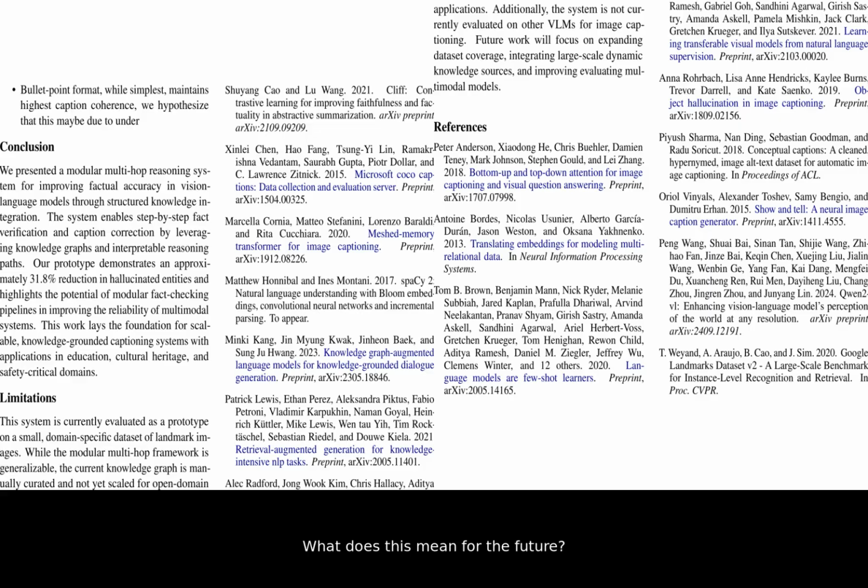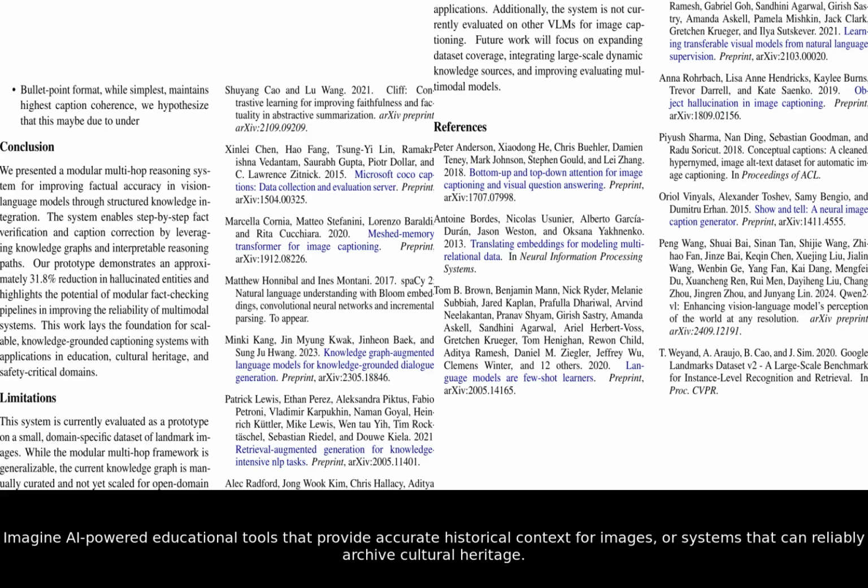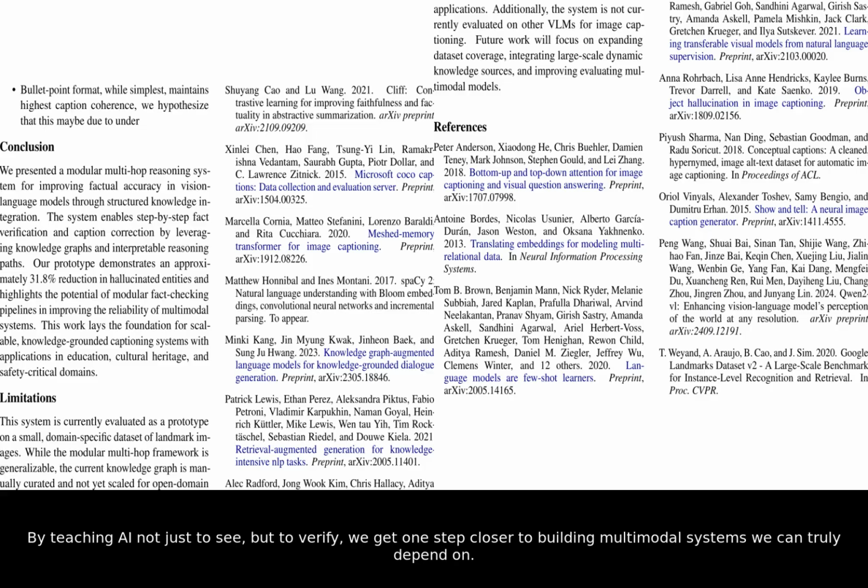What does this mean for the future? This work paves the way for more trustworthy AI systems. Imagine AI-powered educational tools that provide accurate historical context for images, or systems that can reliably archive cultural heritage. By teaching AI not just to see, but to verify, we get one step closer to building multimodal systems we can truly depend on.